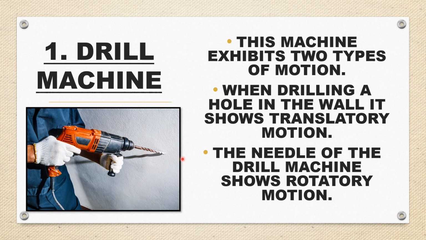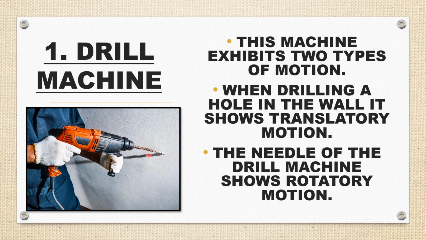But if you look at the needle of the drill machine, what is happening? Is it going like this? Is it going like this? It's going like this, and only then is it going to drill a hole in the wall. Are we clear with this, each and every one of you? So a drill machine is showing two motions. One, it is moving forward to make a hole in the wall, which shows translatory motion, and the needle of the drill machine is showing rotatory motion.